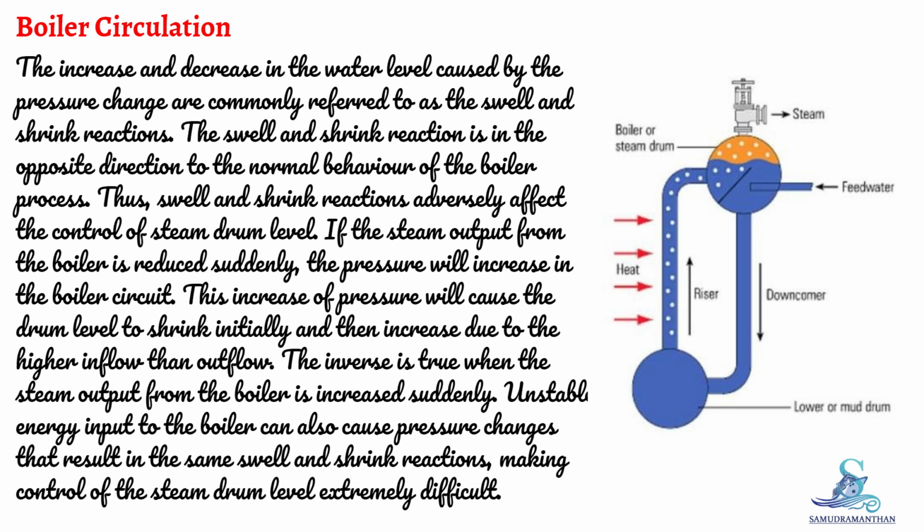If the steam output from the boiler is reduced suddenly, the pressure will increase in the boiler circuit. This increase of pressure will cause the drum level to shrink initially and then increase due to the higher inflow than outflow. The inverse is true when the steam output from the boiler is increased suddenly. Unstable energy input to the boiler can also cause pressure changes that result in the same swell and shrink reactions, making control of the steam drum level extremely difficult.